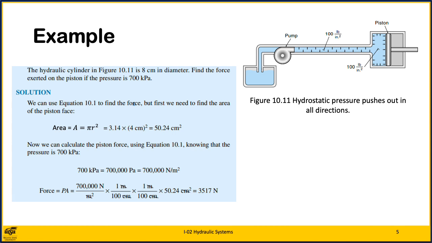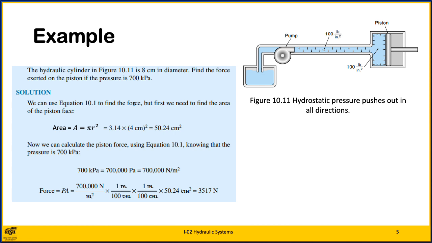Let's look at an example. The hydraulic cylinder in figure 10.11 is 8 centimeters in diameter. Find the force exerted on the piston if the pressure is 700 kPa. We can use equation 10.1 from the previous slide to find the force, but first we need to find the area of the piston face.